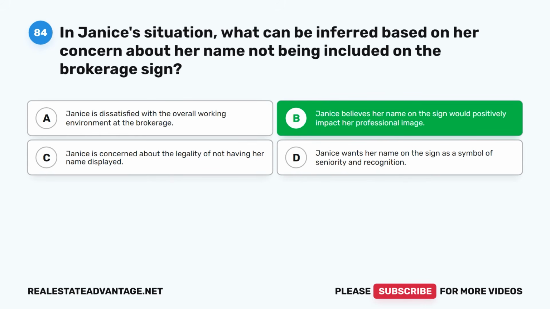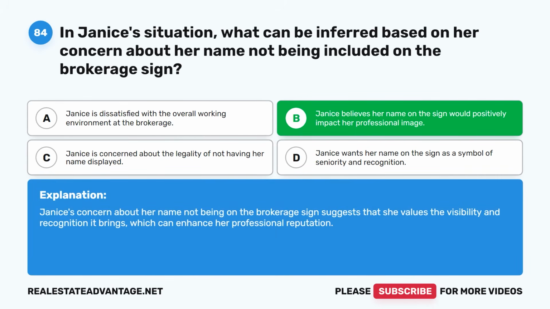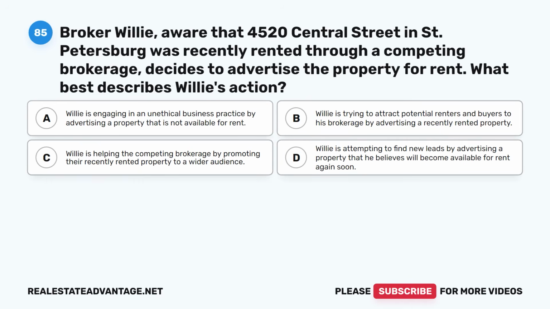Janice believes her name on the sign would positively impact her professional image. Janice's concern about her name not being on the brokerage sign suggests that she values the visibility and recognition it brings, which can enhance her professional reputation.